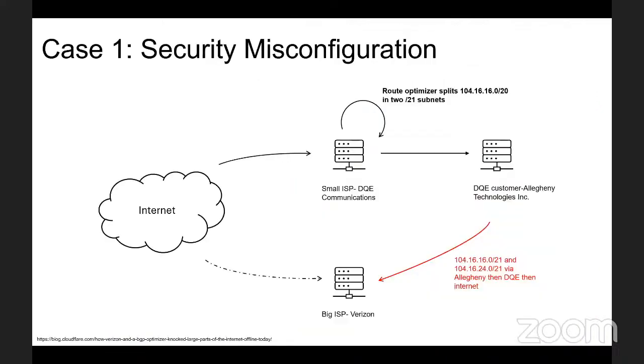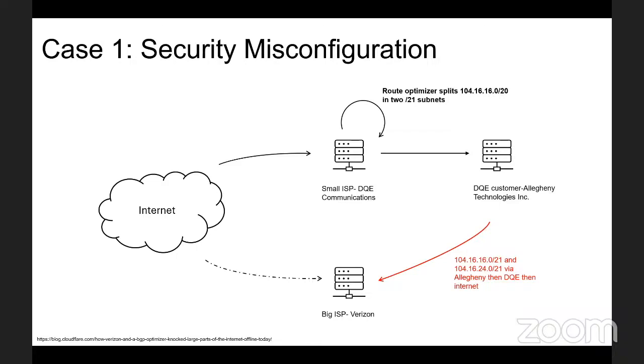Now, this is our first example. What you see in the center is a small internet service provider named DQE Communications, located in Pennsylvania. In 2019, they decided to use software for automating routes. The software gave them better routes to avoid local network congestion, and Verizon advertised those routes to the internet. Verizon is a much larger ISP than DQE. That means traffic from major players like Amazon, Cloudflare, et cetera, got diverted via Allegheny Technologies, which is their customer, and Verizon. You see the red choke point I've highlighted, creating a massive internet outage.